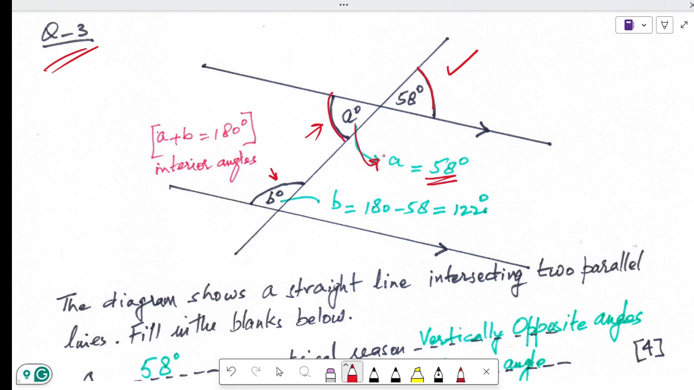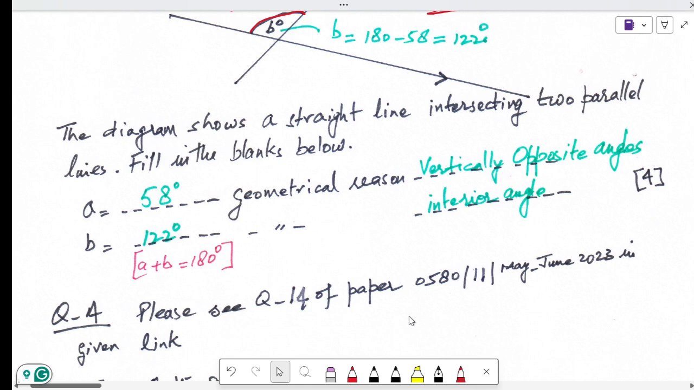Angle B is the interior angle with angle A. So sum of two interior angles is always equal to 180 degrees. So we write down A plus B is equal to 180 degree. Now we know that A is equal to 58 degrees. So B will be equal to 180 minus 58, which is written in green color, and works out to be 122 degrees. So we write down B equal to 122 degrees, and interior angle is a reason, geometrical reason. So we score 4 marks for this question.